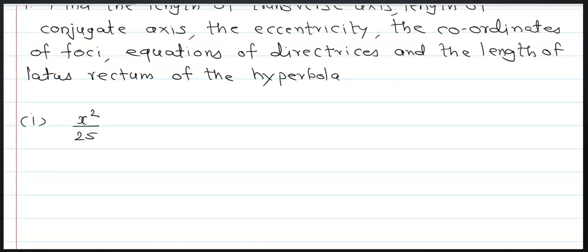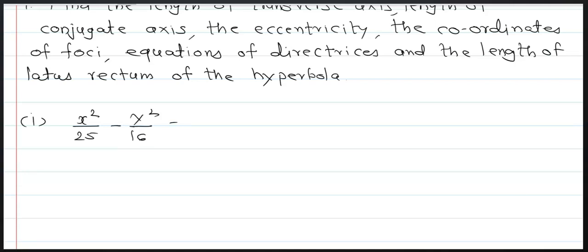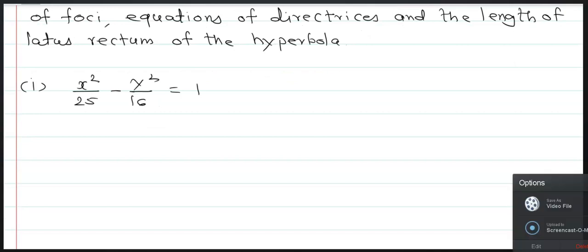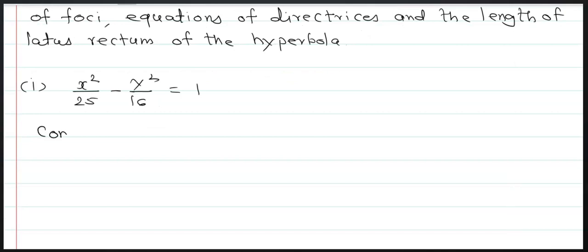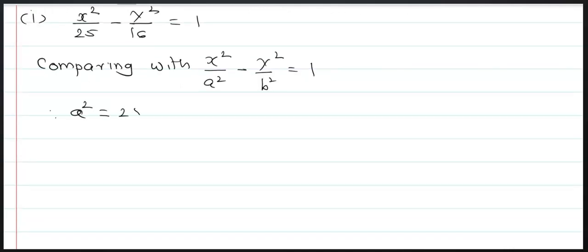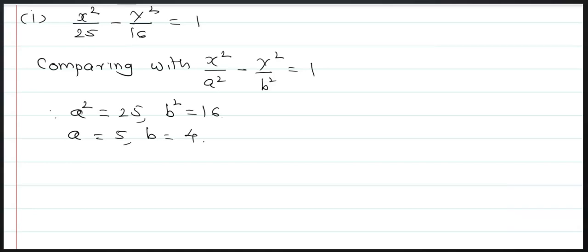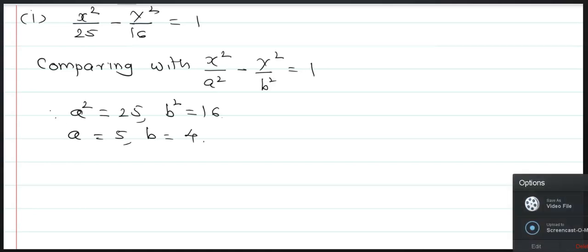First, x square upon 25 minus y square upon 16 is equal to 1. Now comparing with x square upon a square minus y square upon b square is equal to 1, the value of a square is 25 and the value of b square is 16. So a is equal to 5, b is equal to 4.